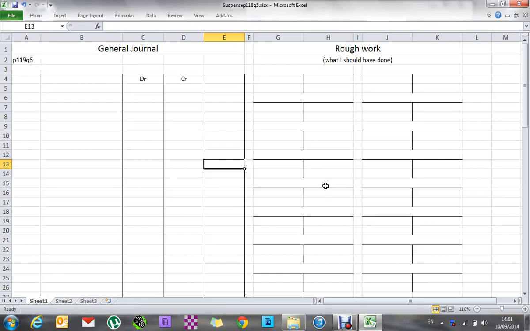Okay, we're on page 119, question 6, and I'm going to deal with journalising the corrections first. I'm going to do that as one particular video, and then I'll show a second one where we do the suspense, and a third one where we'll do the corrected net profit and the balance sheet. So we start off with a blank document, the general journal I'm going to fill in now, and we'll do rough work as we need it.